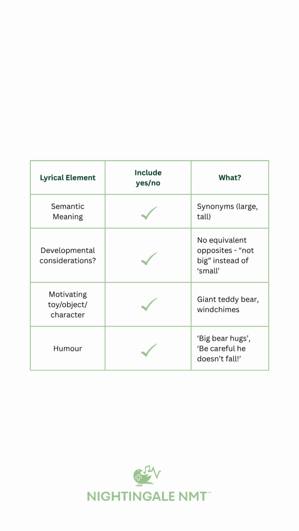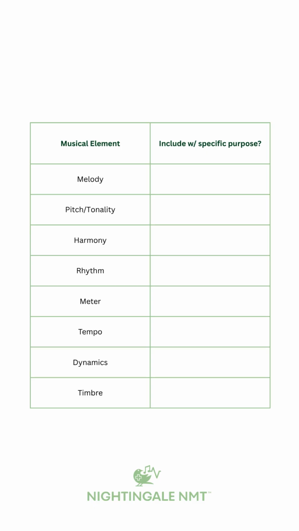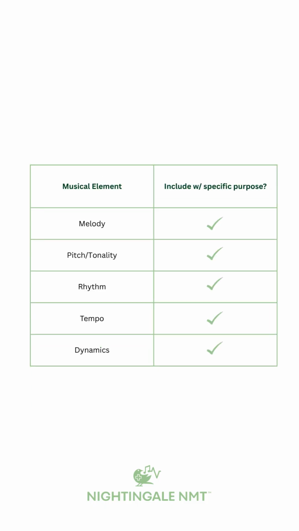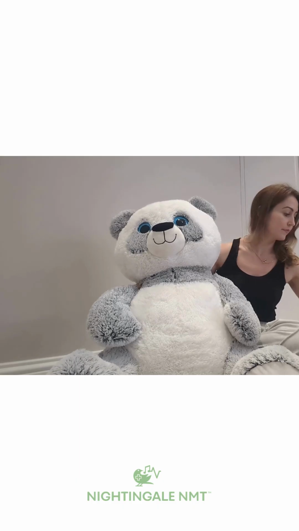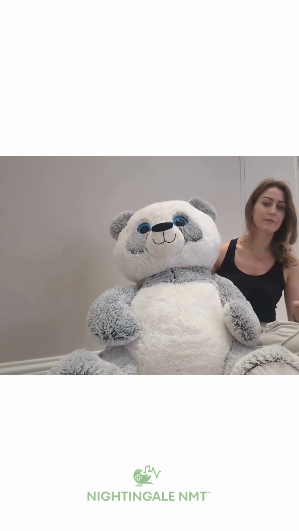When it came to designing the music, I considered the functional properties of music and how they could be harnessed to help drive the change, and selected things like melody, pitch, rhythm, tempo and dynamics, seeking to really intentionally support things like word retrieval, reflect semantic meaning through pitch jumps, a big pitch jump for example, reflect the natural speech prosody and speed, and help accentuate the core vocab. Let's see what I came up with.